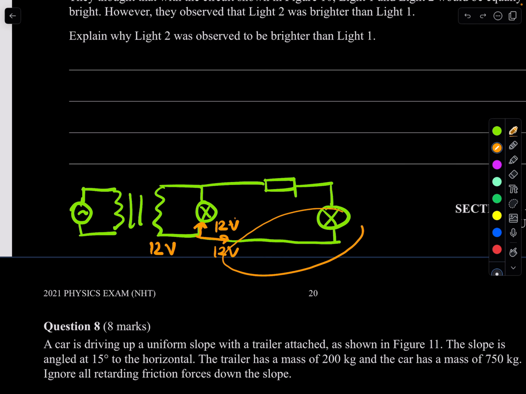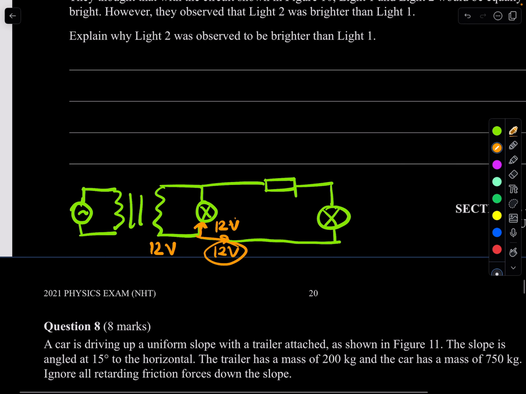But the problem with this one over here is what? This 12 volts is not going to be given all to the globe light 1. It's actually going to also be given to the transmission lines. So let's say the transmission lines take 4 volts. You're only going to be left with 8 volts for this light globe.